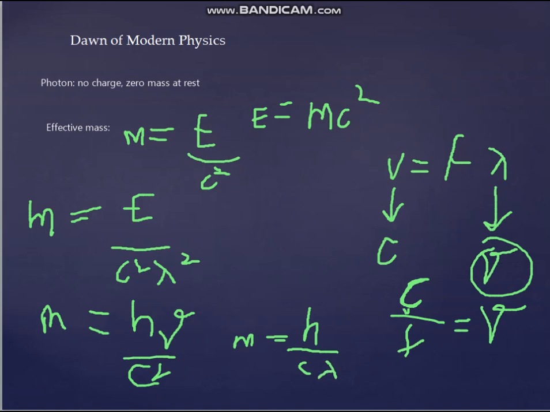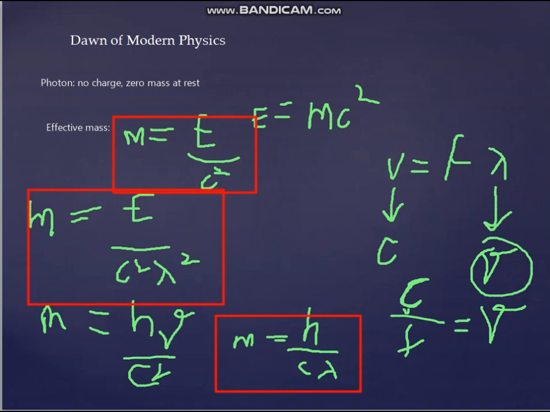So this is formula number 1, this is number 2, this is number 3, and the last one will be number 4. So we've discussed 4 formulas. The effective mass is also known as the kinetic mass.